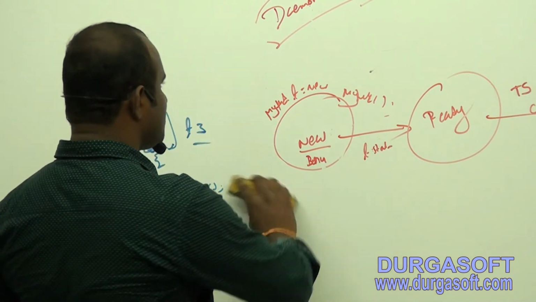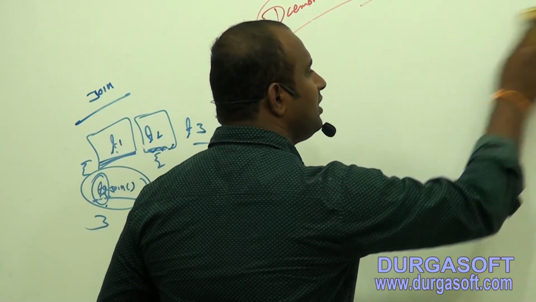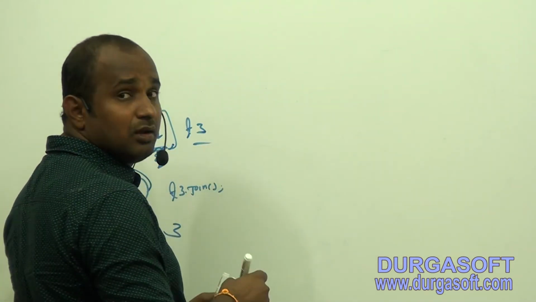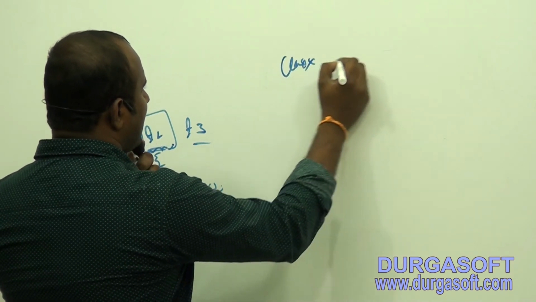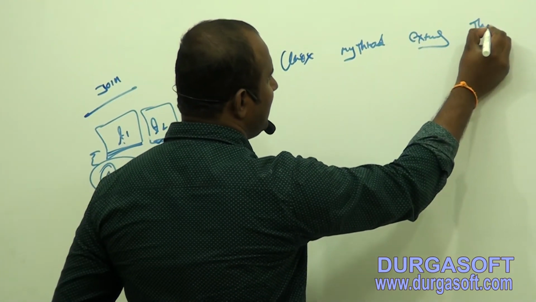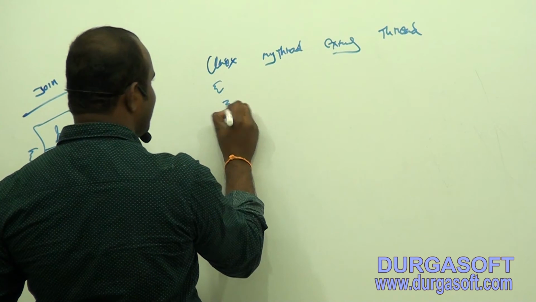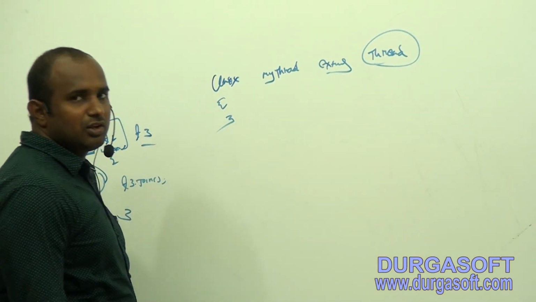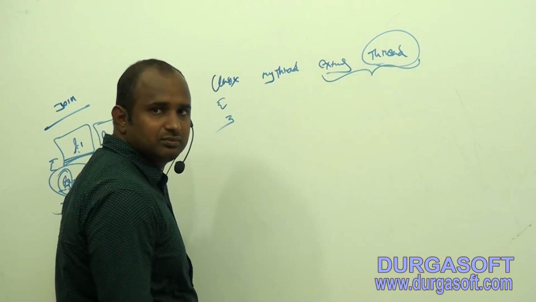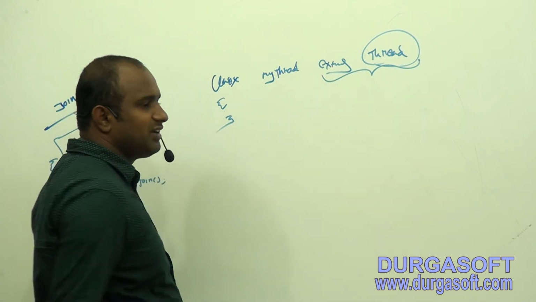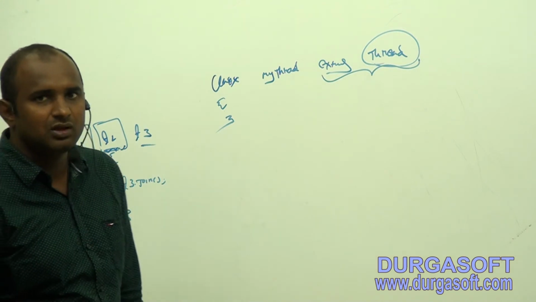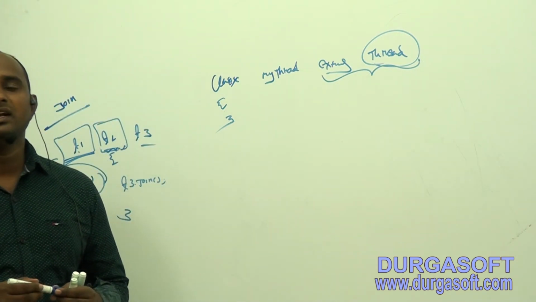Tell me, in the first approach to create a thread, what is the syntax? In the first approach, your class myThread always extends which class? The predefined Thread class, right? Always extends the predefined Thread class. Then only your thread is created. Your thread is always extending the predefined Thread class. Is one Java class able to extend so many classes at a time? Only one class, right? Multiple inheritance is not supported by Java.